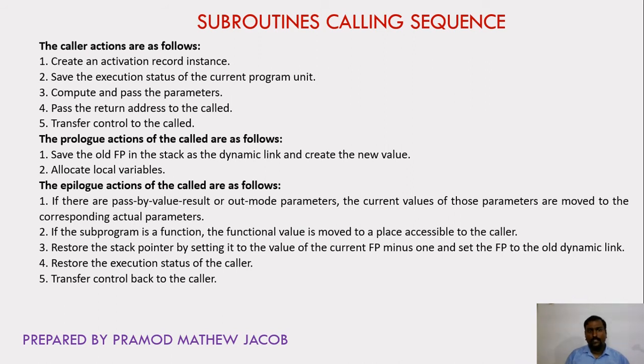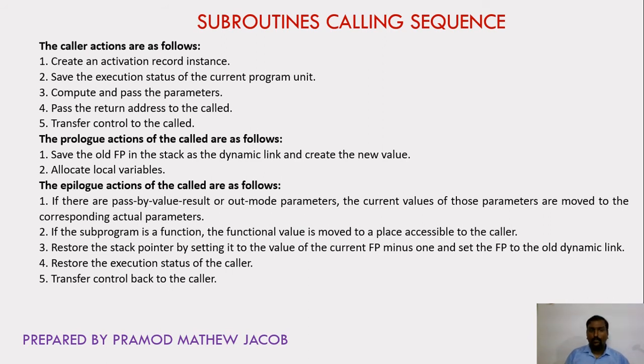The epilogue actions of the called are as follows. If there are pass by value, result or out mode parameters, then the current values of those parameters are moved to the corresponding actual parameters. So if the main function is passing some values as arguments, then these values should be mapped with the actual parameters. And if the subprogram is a function, this functional value is moved to a place accessible to the caller.